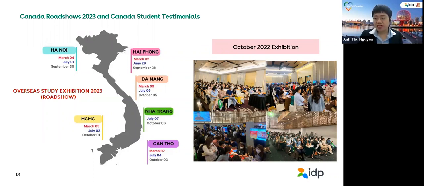This is the first physical fair after the COVID. And this event was very crowded and successful. We had the Consulate General of Canada attend to have a booth, and also give parents and students a seminar about the study permit. And for our roadshow in March next month, we also have the Consulate General of Canada to attend with us.